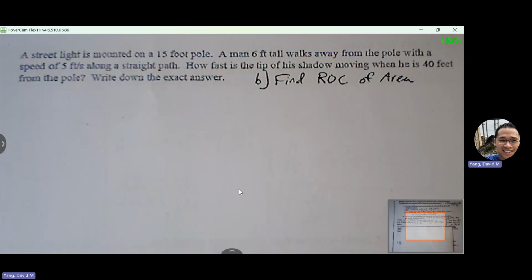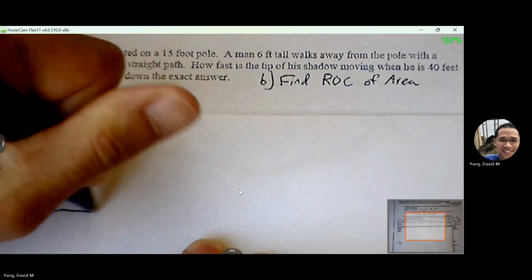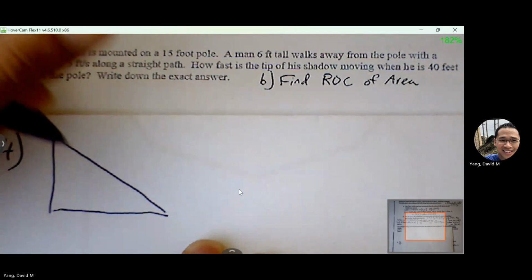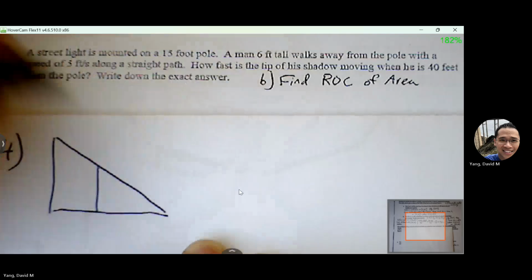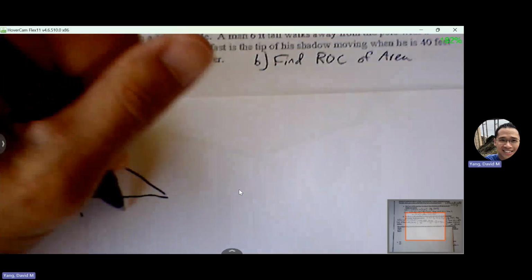This is a shadow problem. Okay, you're always going to set up your shadow problems the exact same way. It's always going to be a triangle within a triangle. And your vertical components are always going to be constants. And then the base is going to be x and y.